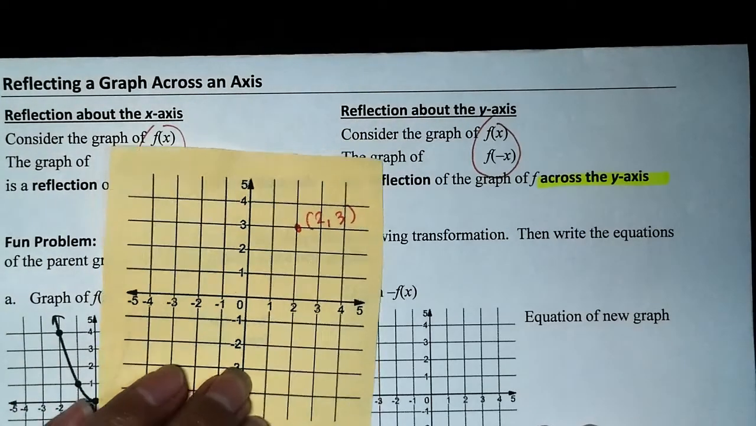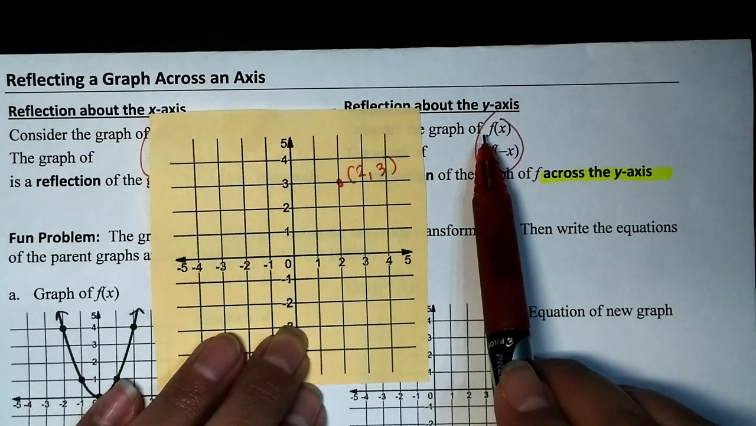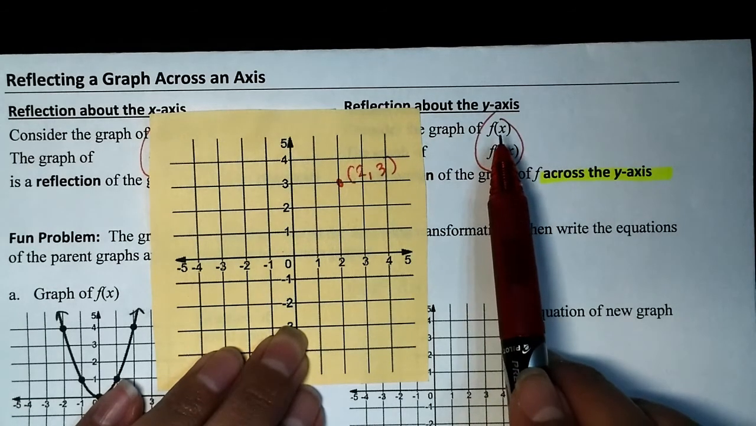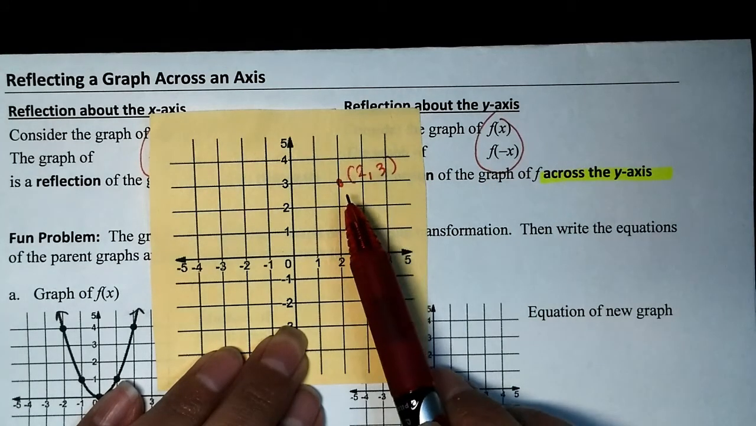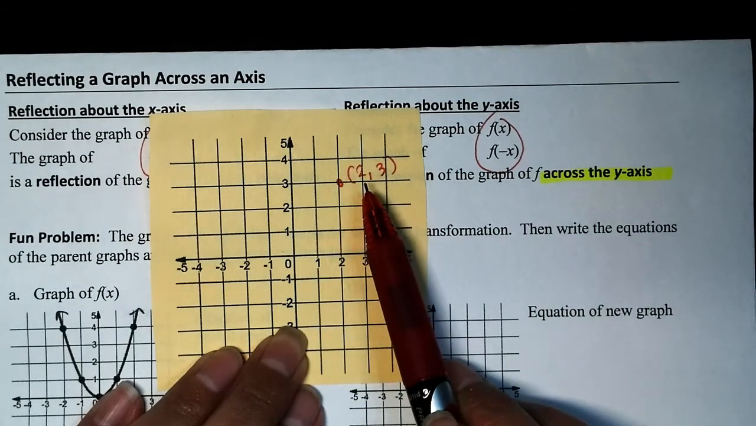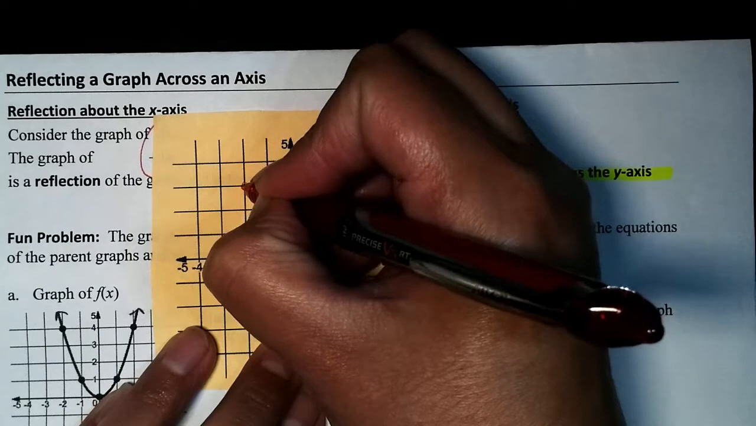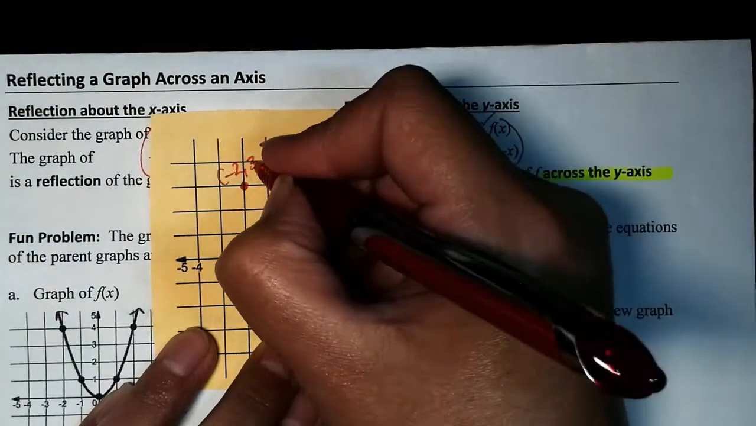And then I want to ask myself, what is changing? Are we changing the x value or are we changing the function value? We're changing the x value. So we want to go, per se, from positive x to negative x. So if I'm at (2, 3), we're changing the x value, so we're going to be at (-2, 3). So (-2, 3). I think I wrote it right.